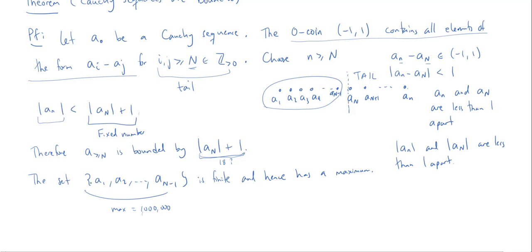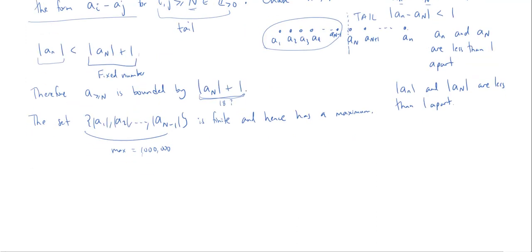And by the way, even if we replace the A1 through AN minus 1 with the absolute value versions, then that's still going to be bounded. And so between the two of these, we now know that the head is bounded, and we know that the tail is bounded, and so the whole sequence is just going to be bounded by whichever is the max bound. So take the max bound. Thus A is bounded. Okay, so that finishes the proof.